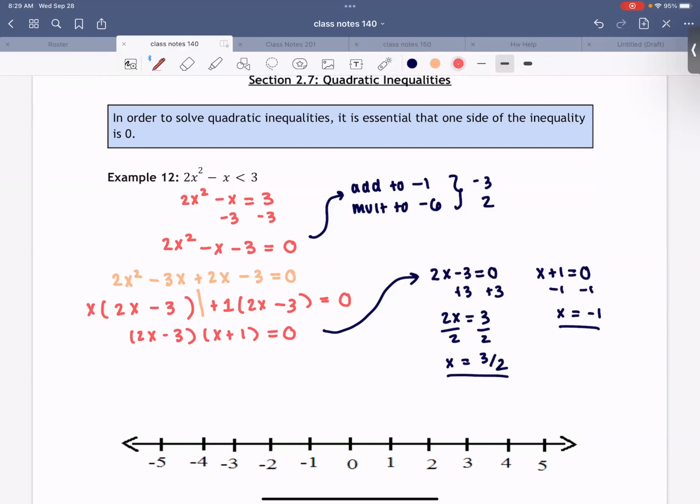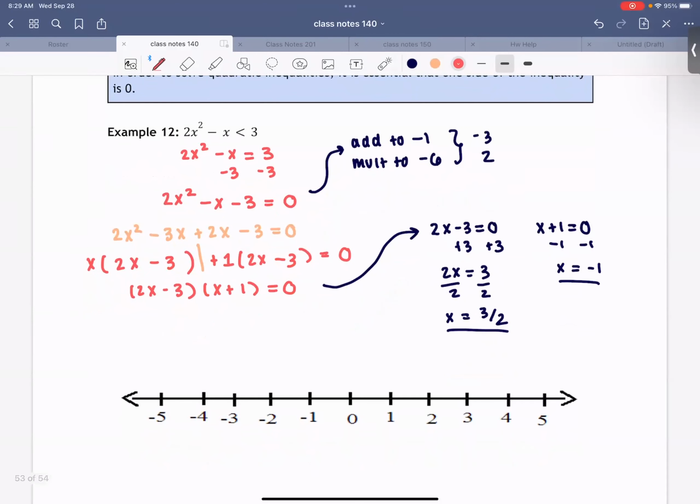I know that I have two things on here. I have 3 over 2, which is about 1.5, so that's kind of like here. And I have negative 1, which is here. Do I fill them in or do I leave them open? I leave them open. And how do I know that? Because of the original sign being less than. There's no equal to in the question. So there's no way I would have solved this inequality and gotten a less than or equal to or greater than or equal to sign. So I know these are going to be open.